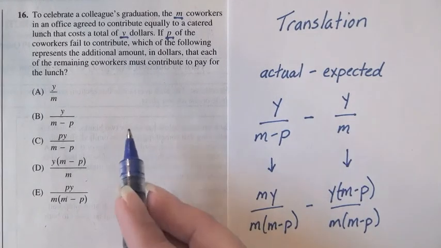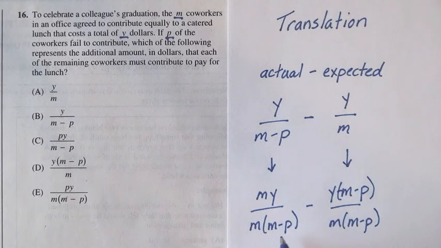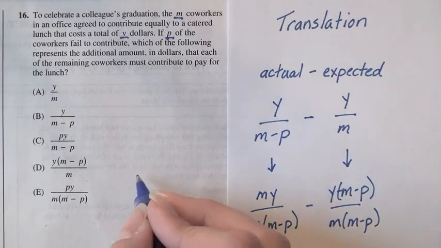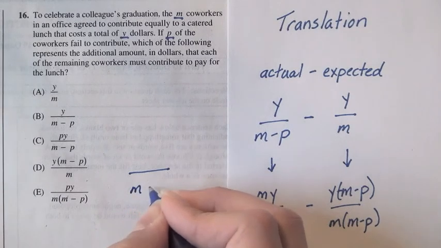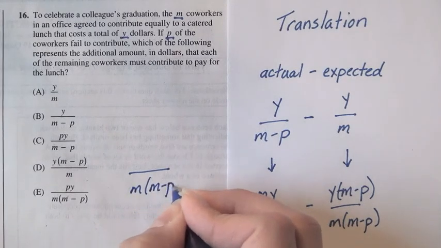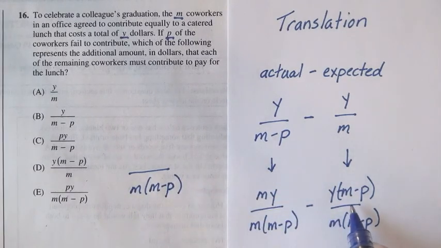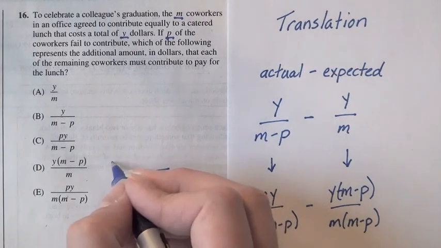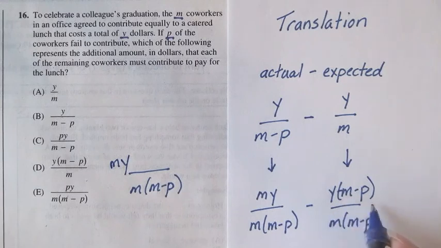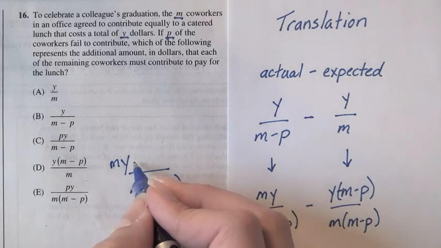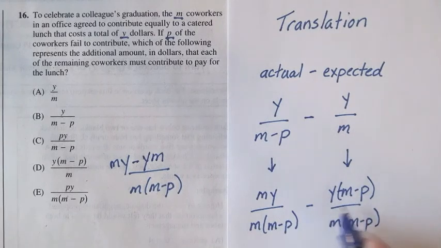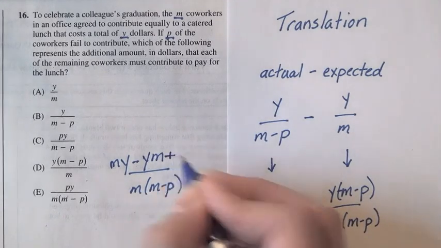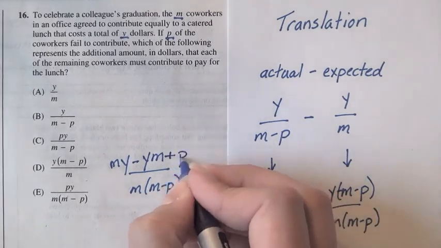I've run out of space, so I'm gonna head over here. We know that the answer will have the same common denominator, M times M minus P. We just need to see what's going to happen with all these terms. So on top we have MY, and I'm just going to multiply this out so it's easier to see, minus YM, and then we have minus negative, so that's plus P times Y, PY.